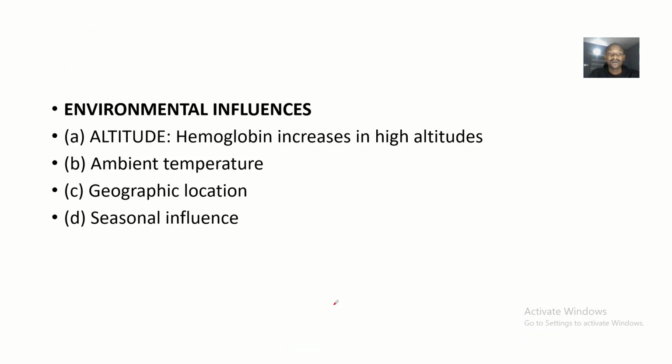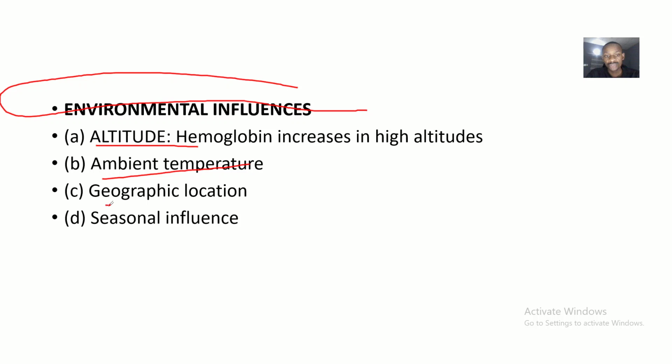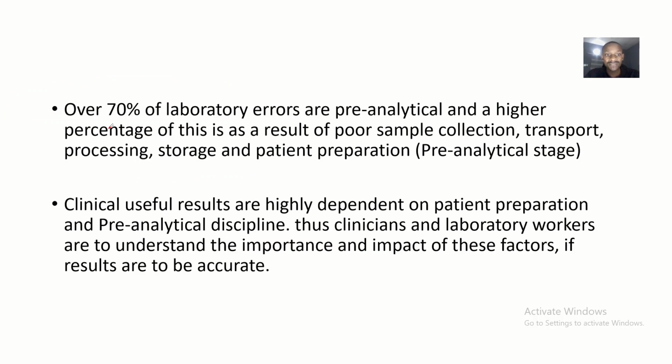Lastly, the environmental factors that may influence laboratory results. We have things like altitude. Hemoglobin will normally increase at higher altitudes. Ambient temperature, geographic location, and seasonal influences. About 70% of laboratory errors are pre-analytical. A higher percentage of this is a result of poor sample collection, transport, processing, storage, and patient preparation.